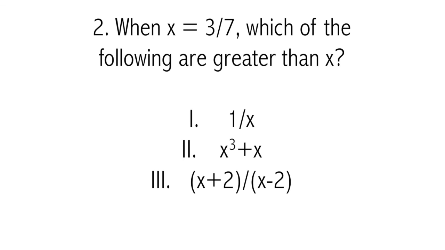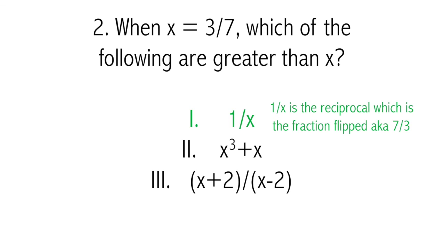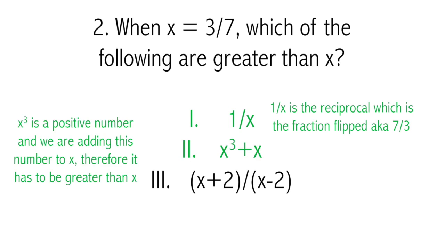1/x is nothing but the reciprocal of x. That is basically the fraction flipped, which is 7/3. 7/3 is greater than 1. 3/7 is smaller than 1. Therefore, 7/3 is greater than x, so the first statement is correct. The cube of 3/7 would be a positive number that you're adding to x. If you add something to x, the resultant sum will be greater than x, so that also has to be true.